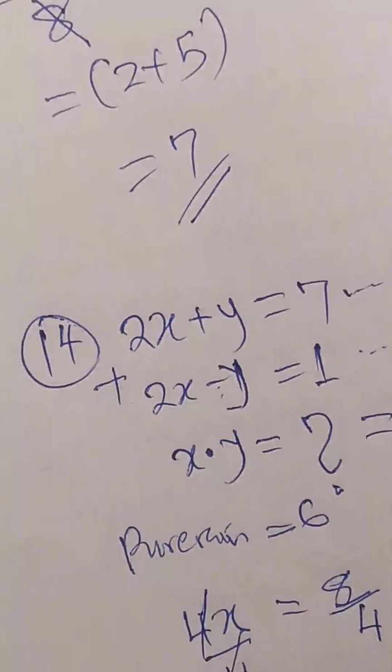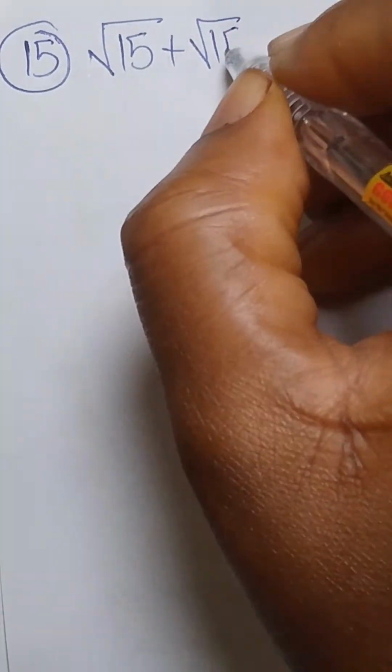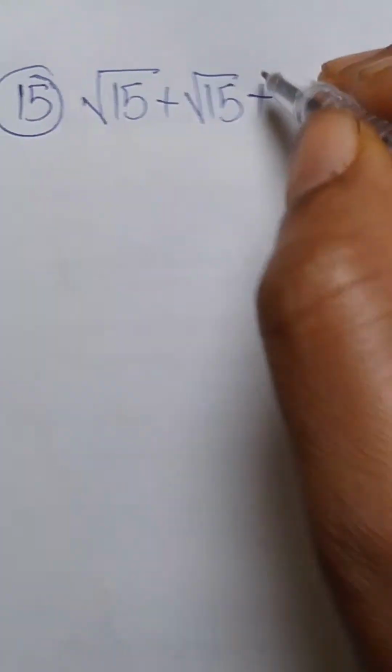This is question number what? So you're going to question number 15. Question number 15 says: square root of 15 plus square root of 15 plus square root of 15.